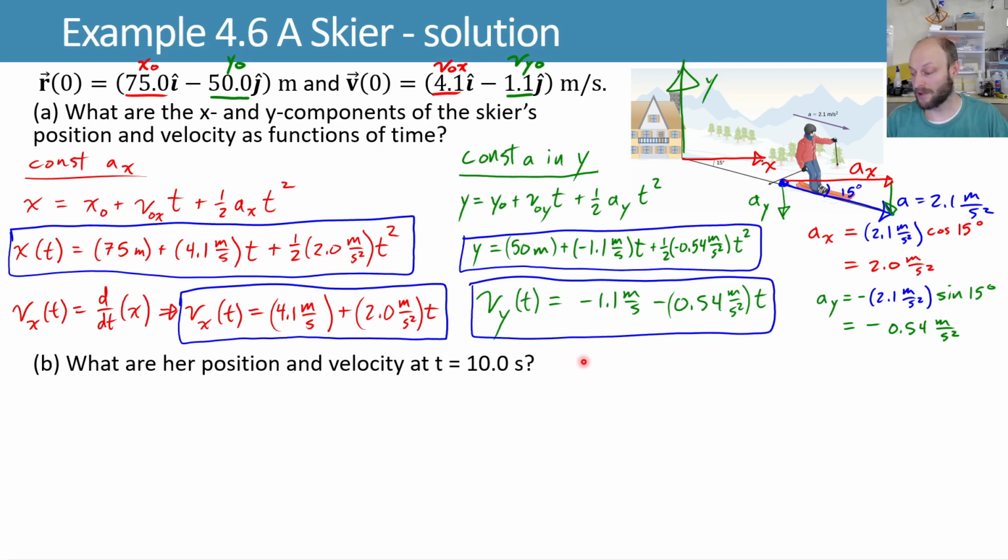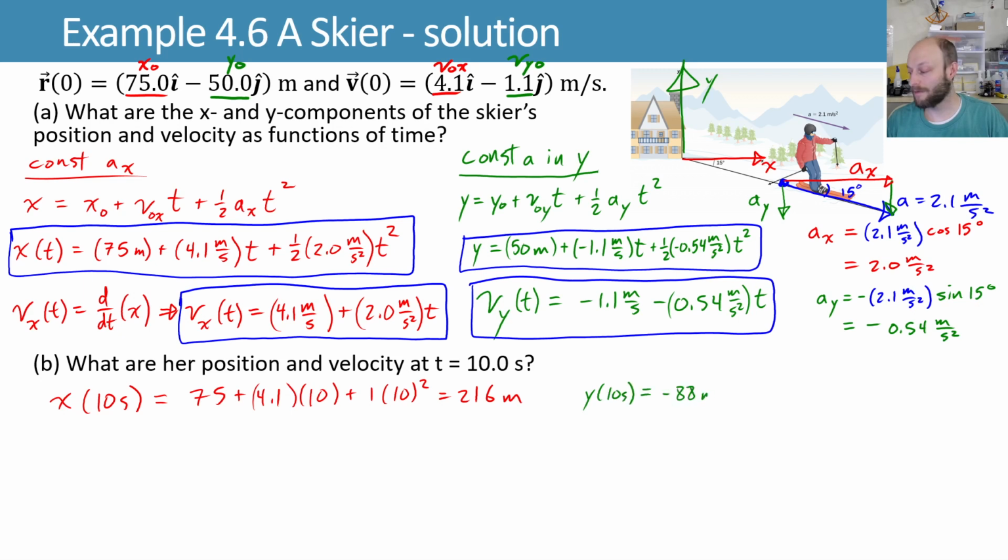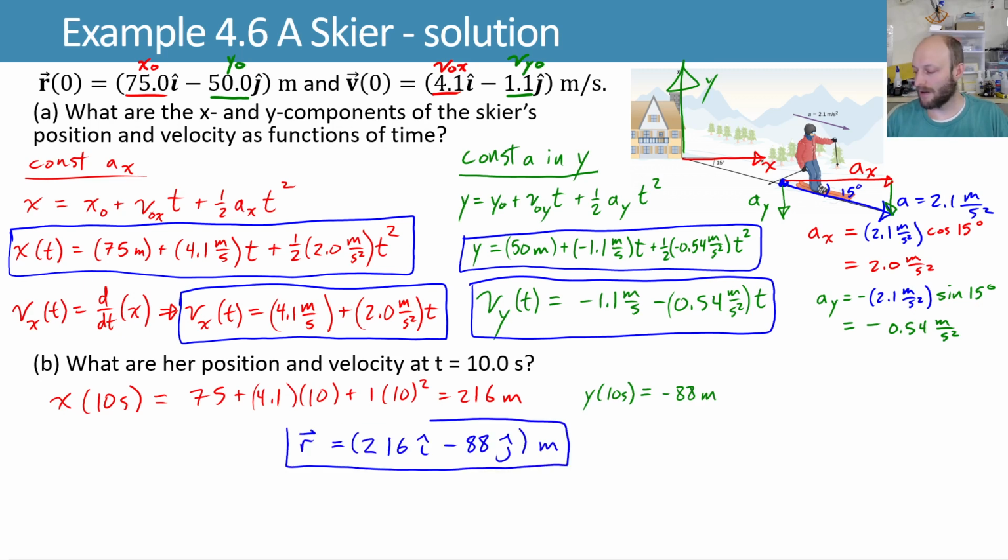Finally, what are the position and velocity at 10 seconds? To do this, we have a function of time. We can just evaluate that function, plugging in our 10 seconds, and we get a value of 216 meters. We can do the same thing for the y function, and get negative 88 meters. And so our position as a vector can be expressed as the x component, 216, in the i hat, minus the y component, 88, in the j hat, with units of meters.